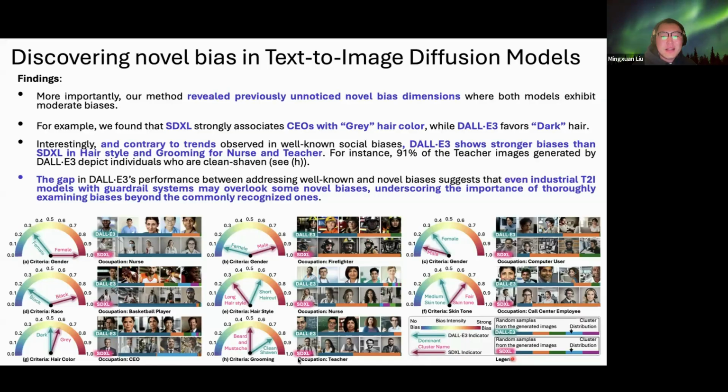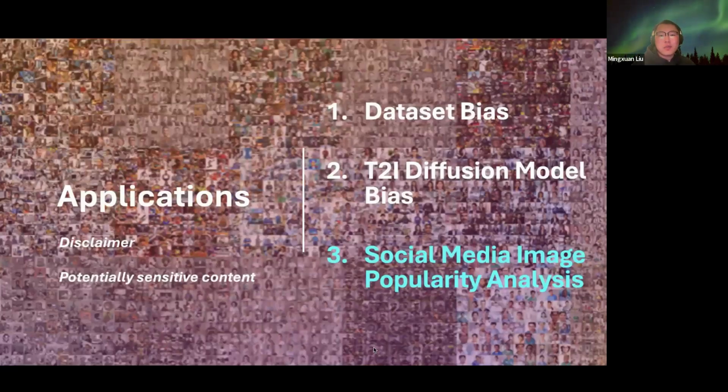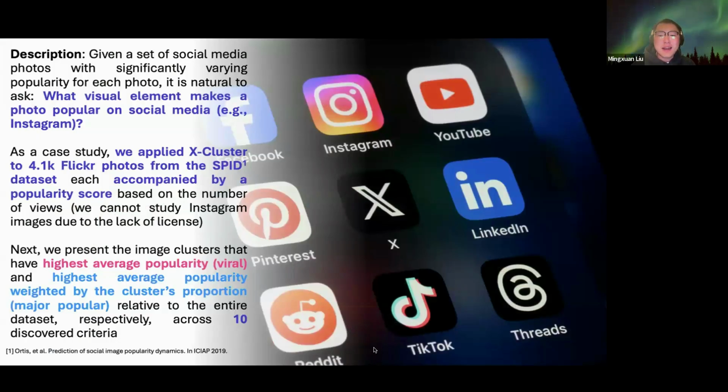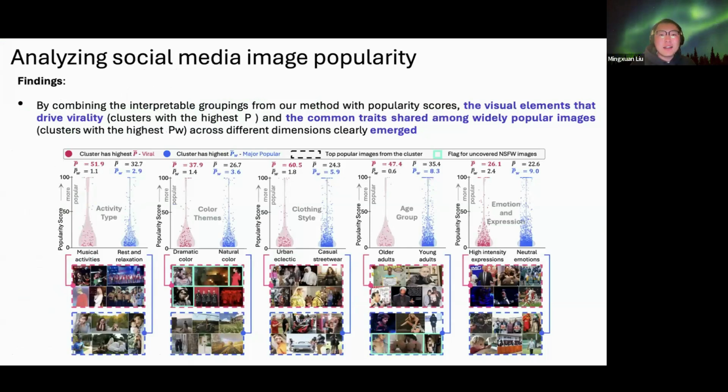from unlabeled generated images. Next, we would like to use our system to run on social media images to analyze what visual property actually makes an image popular on social media. So we conducted a study on some social media images from Flickr, and we ran our system to discover 10 grouping criteria. And then we select the cluster that has the highest average popularity, but maybe few data points. And then we also select the cluster that has the majority of data points yielded by our system.